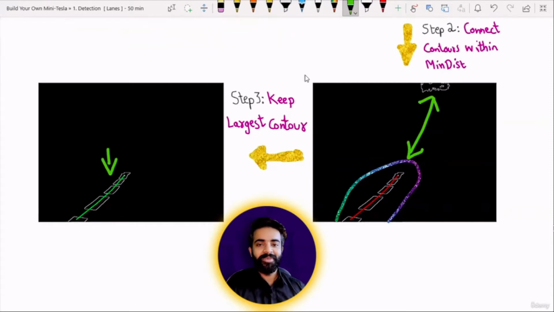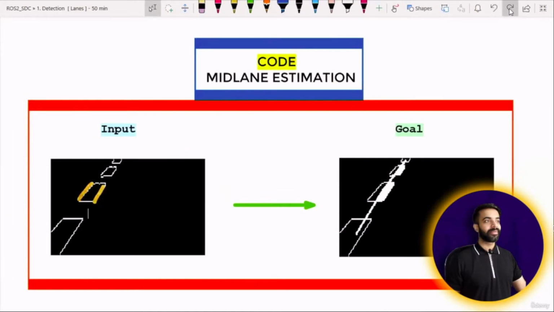Now this solution proved to be very effective, more effective than the Hough line estimation algorithm. So let's look at its code flow. For coding, our input will be the segmented mid lane, which is in patches. And we want the mid lane trajectory estimated as an output, something like this. So let's code this.